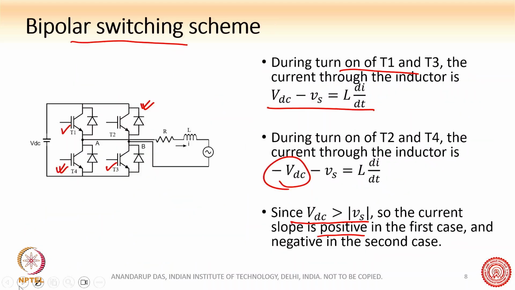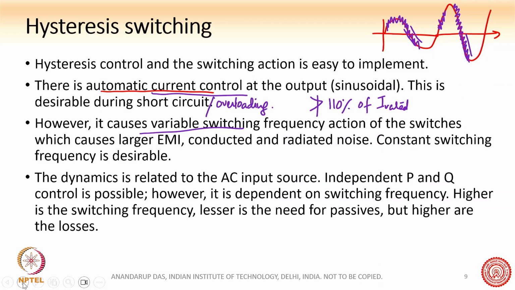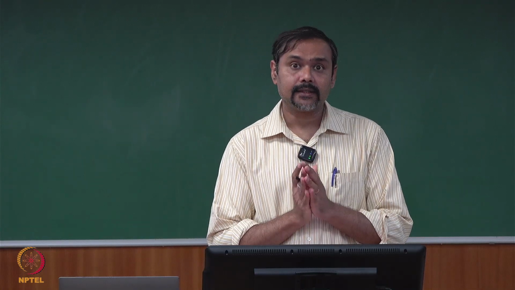This is a problem because, from the EMI point of view, from the conducted and radiated noise point of view, variable switching frequency action is not desirable. It will have a wide spectrum of radiated noise, and under certain conditions the switching frequency can vary a lot. So this is one of the drawbacks of hysteresis switching.